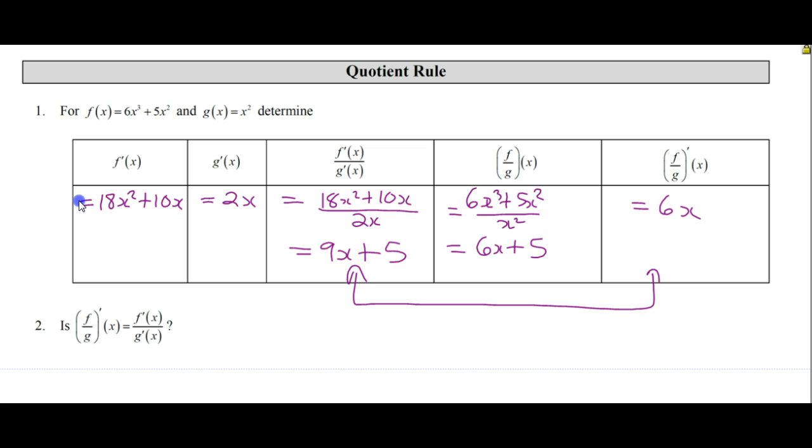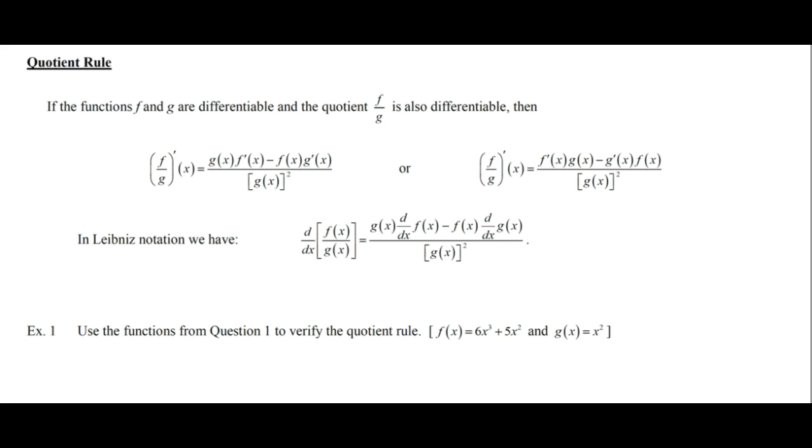Okay, so number 2, the answer is no. Is that a surprise? No. Right, okay, so we know that if you have a quotient, you just don't take the quotient of the derivatives, you actually have to do the derivative of the quotient. Now, how does that work?